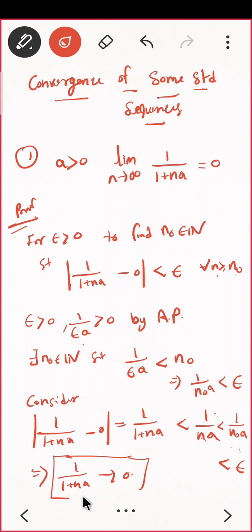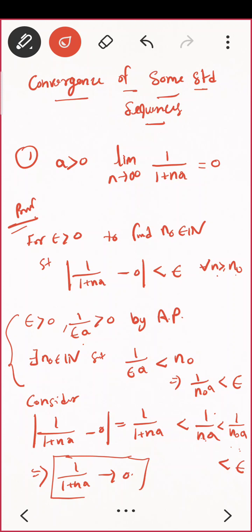Look at the proof once again quickly. See if you have any doubt. This part we will be writing later on, after completing this. So keep some space in between whenever you are doing the convergence part. Keep some space after writing the definition. Yes. So that was the first one.